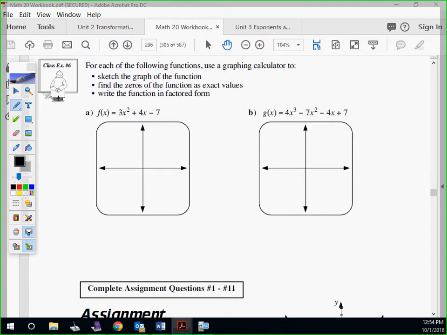When you do this one, you're going to get 3x plus 7 times x minus 1. So that means I'm going to have a 0 here, negative 7/3, so just past negative 2. Like that. And it's going to go like this. You can use your graph calculator, it's fine.